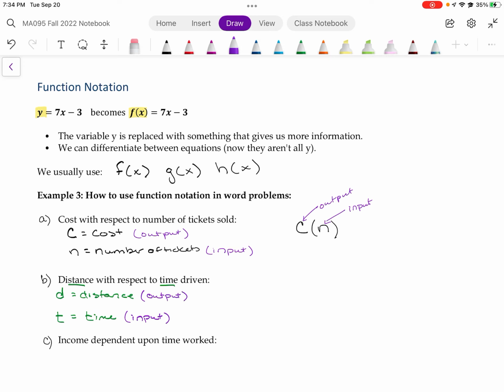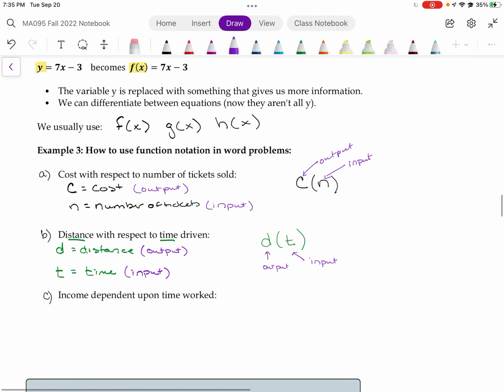So just think logically, like use common sense. What depends on what? Time is always the input. Okay, if you have time in the problem, always the input. Okay, so we're going to write d as a function of t, where d is the output and t is the input. We put a t into the function. And so we're going to say distance is a function of time spent driving or whatever. Distance as a function of time.